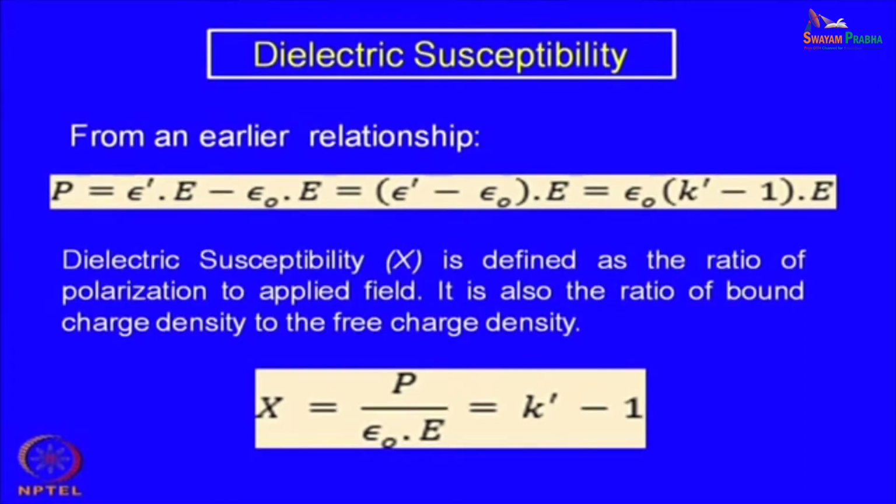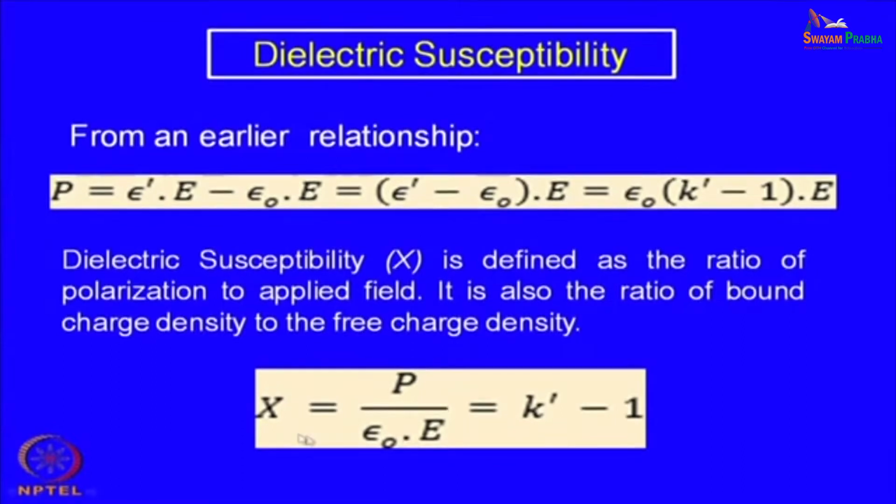So, the dielectric susceptibility, actually it is chi, it is not x, is defined as the ratio of the polarization to the electric field. It is also the ratio of the bound charge density to the free charge density. Okay. So, we have discussed a few minutes back about the bound charge and the free charge. So, that ratio is also the dielectric susceptibility, another parameter used in dielectric literature.